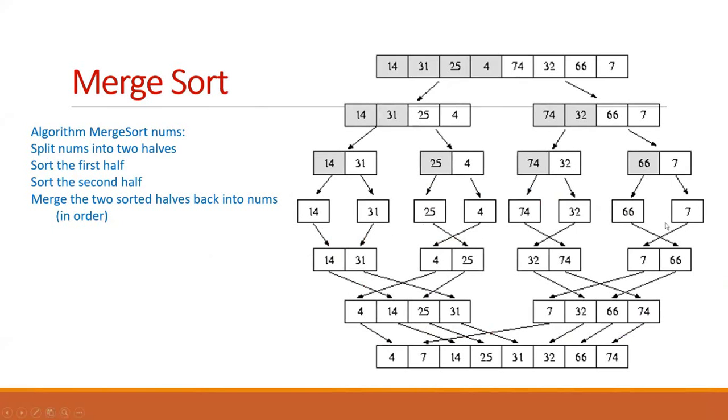And after it's broken down into one element each, then we actually combine them by adding the smaller one in front, larger one at the back. Same thing, every one of the groups, smaller one in front, larger one at the back. And then we start to combine two of them together. So this one 4 first, and then 14, and then 25, and then 31. So small one goes first, large one goes last. Something like that. And here we combine everything back. So this is called merge sort.